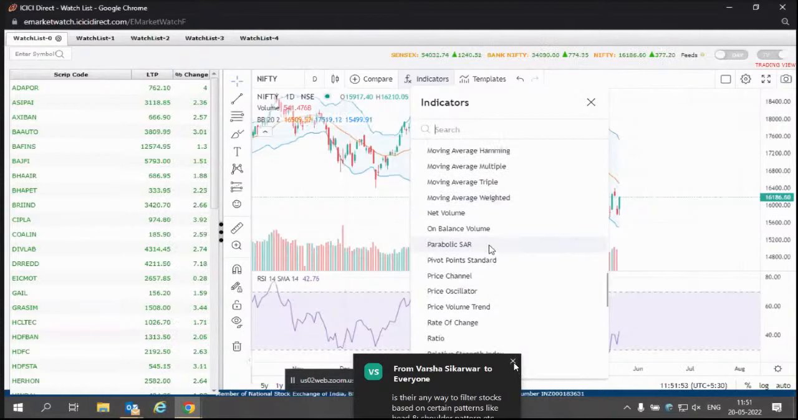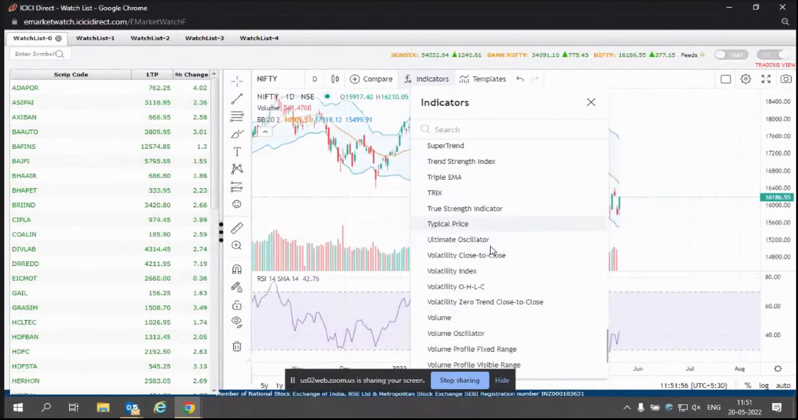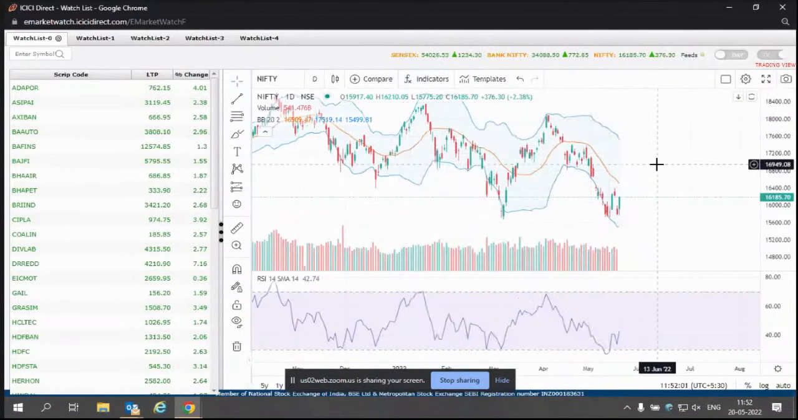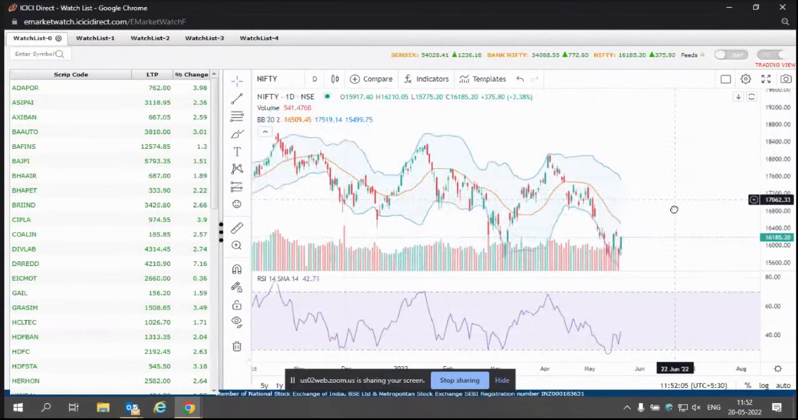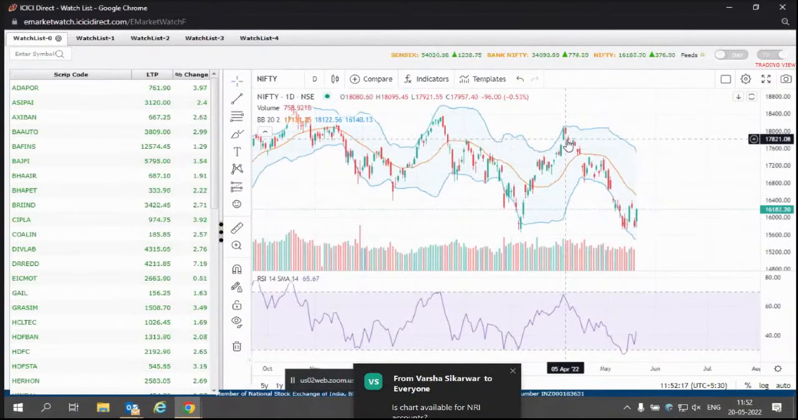Is there any way to filter stocks based on certain patterns like head and shoulders? Not really at the moment. You have to identify patterns like head and shoulders with your naked eye, and you can try to draw it using the head and shoulders tool. Based on that, you have to identify whether it is working according to the textbook definition.